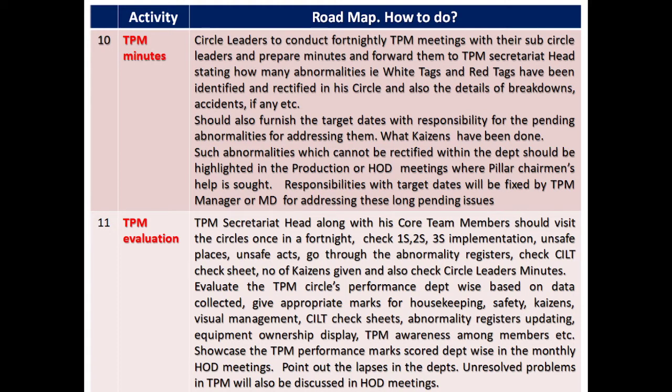Next, the TPM manager along with the TPM secretariat head will prepare criteria for TPM evaluation of circles, that is departments. The TPM secretariat head along with his core team members should visit the circles once in a fortnight, check 1S, 2S, 3S implementation, unsafe places, unsafe acts, go through the abnormality register and check the status of white and red tag abnormalities rectification. Check CLT check sheets, number of Kaizens given, and also check circle leaders' minutes.